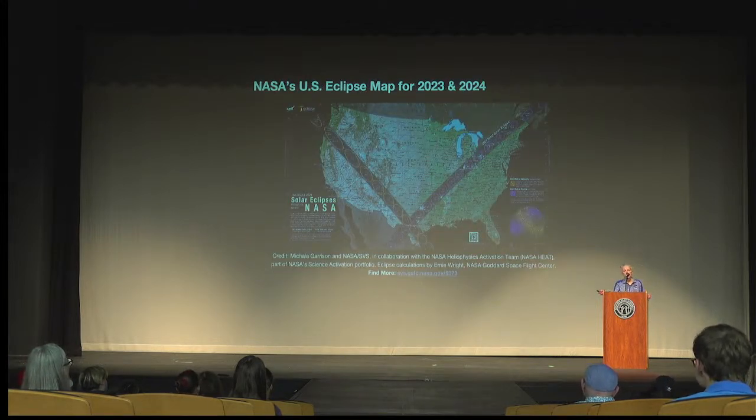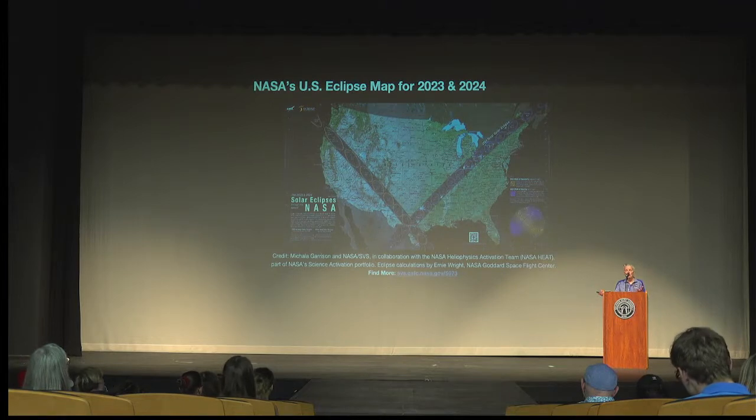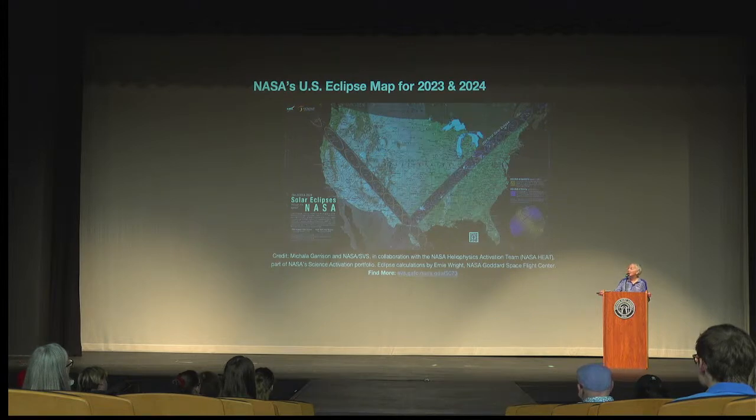These two maps, well, it's one map of the United States with two paths on it, show you where the eclipses are going to be maximum. So the one on the left is the path of annularity. If you are anywhere inside that region, you will see an annulus of light around the edge of the moon. If you're outside that path, you will not see the annulus of light. You'll see the partial.